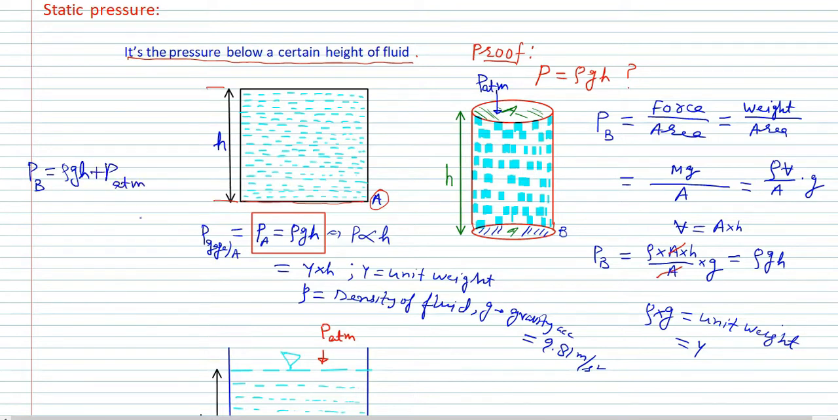Because we have included this term P atmosphere in this pressure, this pressure at B is now known as absolute pressure. That's why we call it P abs, for absolute, at B, equal to rho g h plus P atmosphere. When we don't consider the atmospheric pressure, the pressure is called gauge pressure. P gauge at B is what? Only rho g h. Simple thing: when you add the atmospheric pressure, it becomes absolute. If you don't consider the atmospheric pressure, it's the gauge pressure.